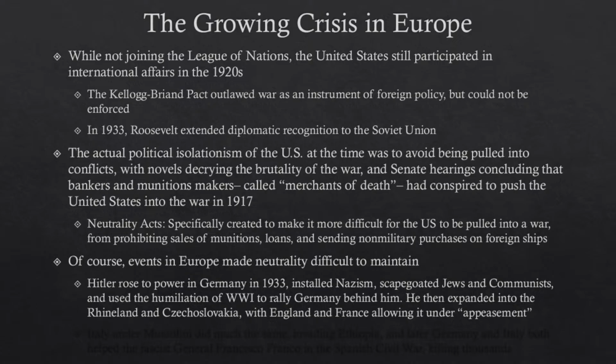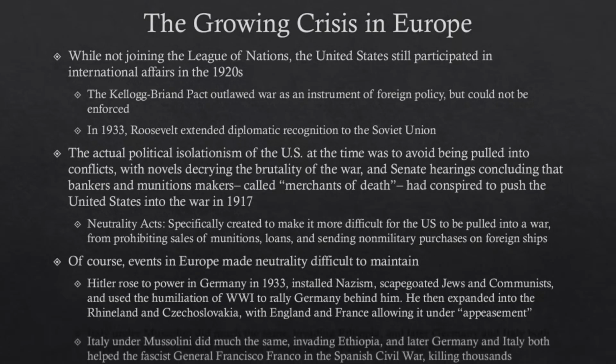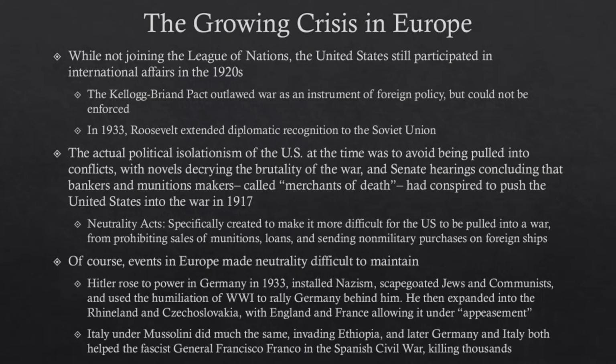England and France were letting it happen because they didn't want another war. But it seems like appeasement doesn't really work. I'll get into that in just a second. Italy under Mussolini was doing the same thing, although it actually did that first, but Hitler did it more quickly and on a bigger scale. And then they helped the fascist general Francisco Franco in the Spanish Civil War. It was actually a test for the German Luftwaffe, and we'll talk about that in just a minute.